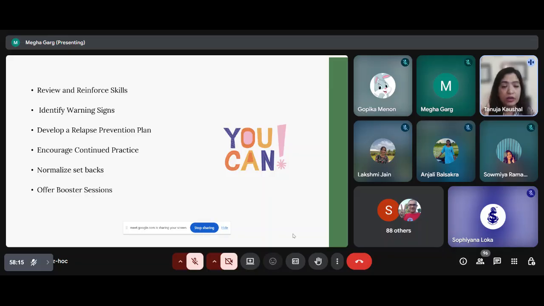Are they doing regular behavioral experiments? Are they challenging their negative thoughts properly? To what extent? What are the barriers and how to overcome those barriers? So you talk about the skills that you have taught them, to what extent they are able to implement them in their day to day.